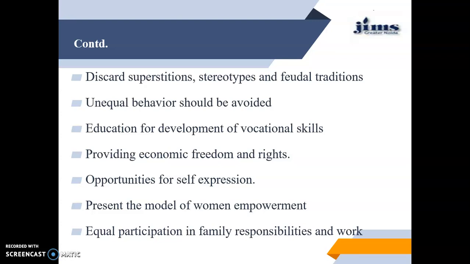Present the model of women empowerment. It is very essential that all the male members in a family give due respect and every kind of freedom to the women, so they can enjoy that freedom and their rights. And from the family only, the child learns that we need to give due respect to women and also respect their choices. It is also very essential that male and female members in the family participate in the family responsibilities and work in an equal manner, instead of saying that these particular tasks are only to be fulfilled by the male members or only by the female members.